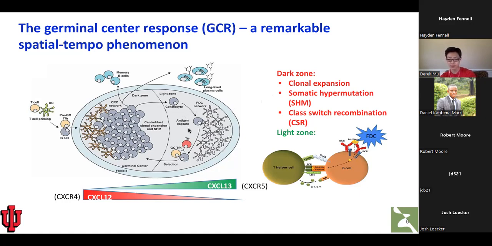So these B cells in the light zone, they first capture antigen presented on follicular dendritic cells or FDCs. And then they are filtered by T follicular helper cells such that low affinity variants are eliminated by apoptosis. And then this way, only the high affinity variants can survive and they return back to the dark zone to repeat the process of proliferation and mutation. After many rounds of proliferation and somatic hypermutation, these affinity mature B cells then exit the germinal center as high affinity cells, and they differentiate into memory B cells or long-lived plasma cells.